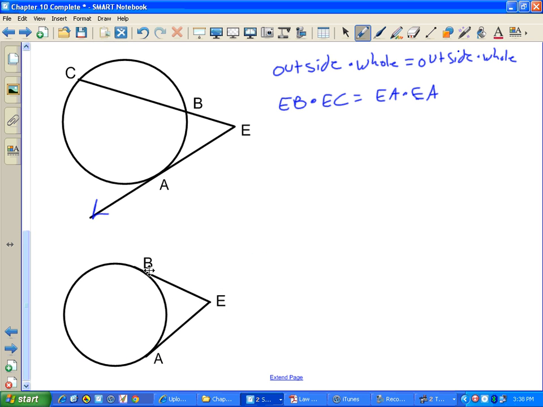And that relates back to this. This is something we did in the first section, actually. We said, okay, now we can say that EB outside times the whole EB equals EA times EA. So if we have EB times EB, that's EB squared equals EA squared. If we square root both of these, we get EB equals EA. So it's just another confirmation that two tangents from the same point are congruent.